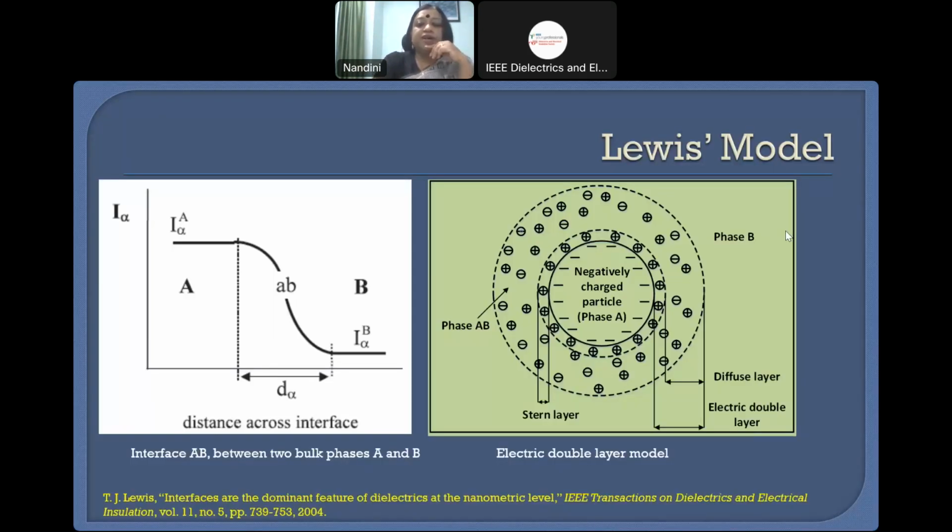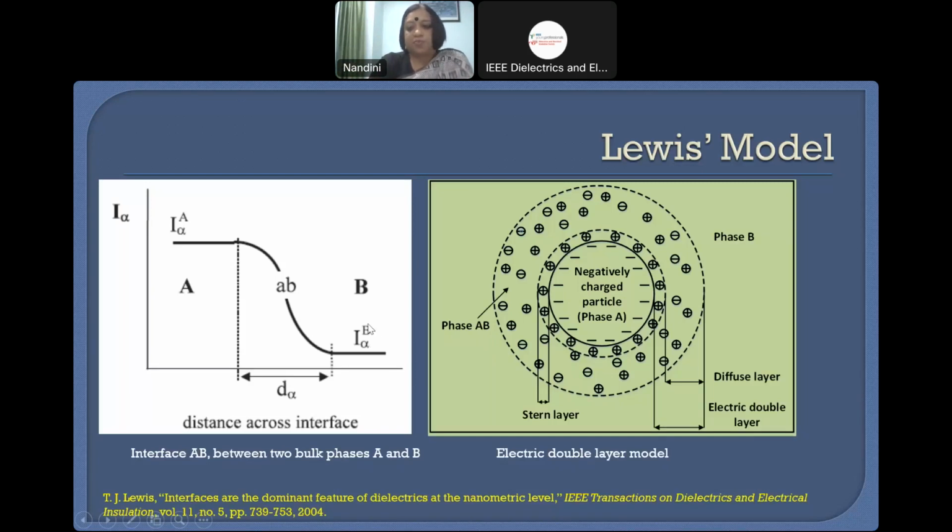Now, the first model that I should talk about is, of course, the Lewis model. Lewis proposed that if you have a filler, let's say the filler is phase A, and you have the bulk material, which is phase B, there would be an interfacial region between phase A and phase B, over which the property would change as we go from A to B. So over the distance of the interface, the property gradually changes.